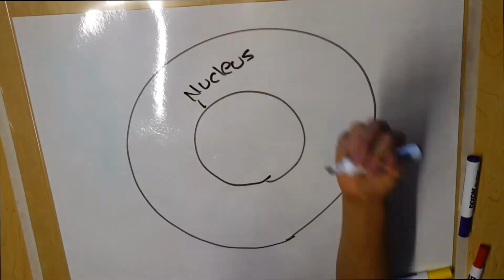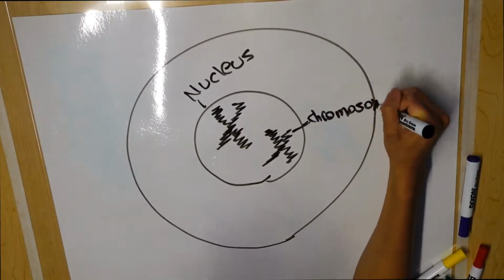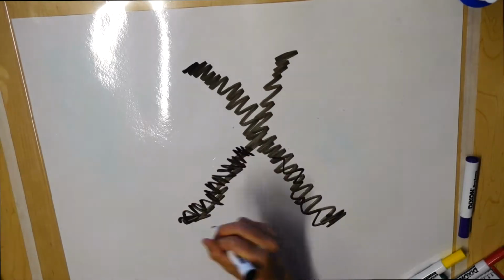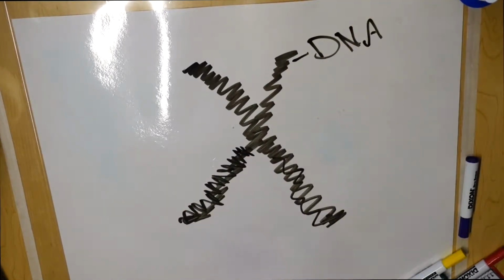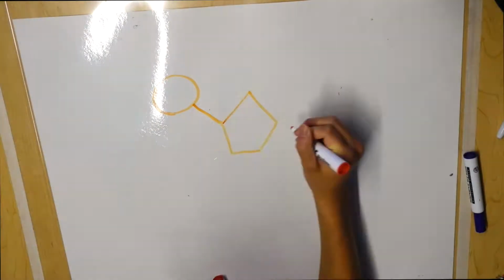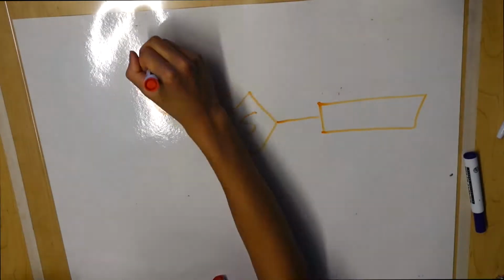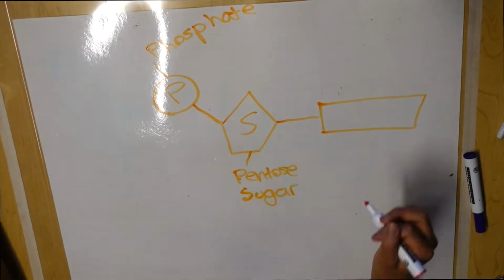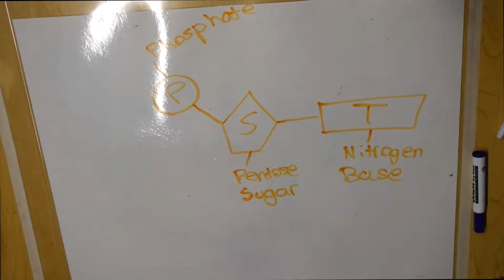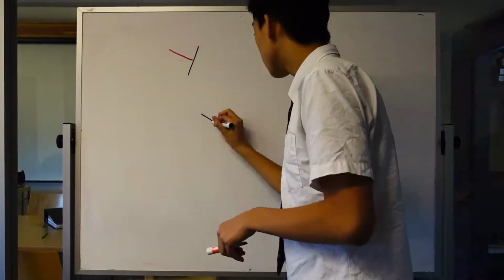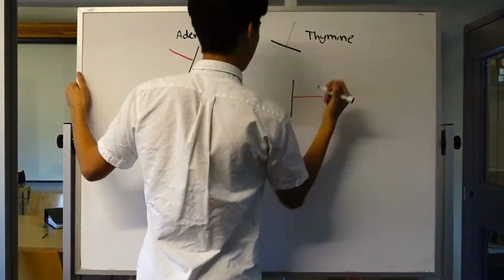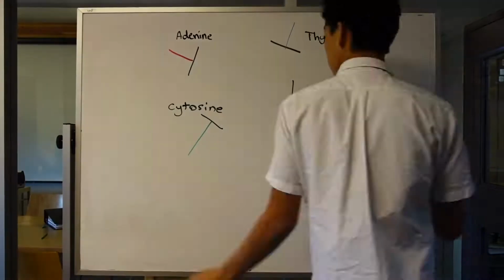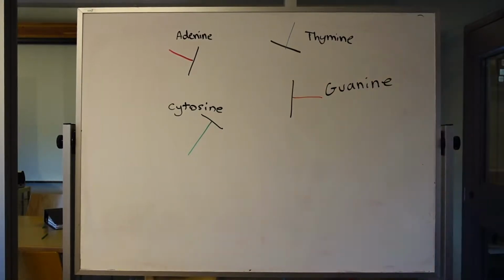In the nucleus, we have 23 pairs of chromosomes. Each chromosome is made up of a bunch of tightly wound DNA molecules. DNA is made up of molecules called nucleotides, and each nucleotide contains a phosphate group, a sugar group, and a nitrogen base. There are 4 different types of nitrogen bases. There are adenine, thymine, cytosine, and guanine. The order of these determines the genetic code, the instructions for life.